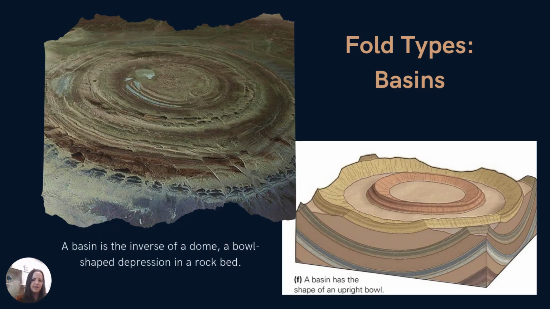Basins are just the opposite of that. They are the bowl face up. So they are an inverse of a dome, and they are a depression in the rock strata. Again, as things start to weather, you can see concentric circles of different rock formations.